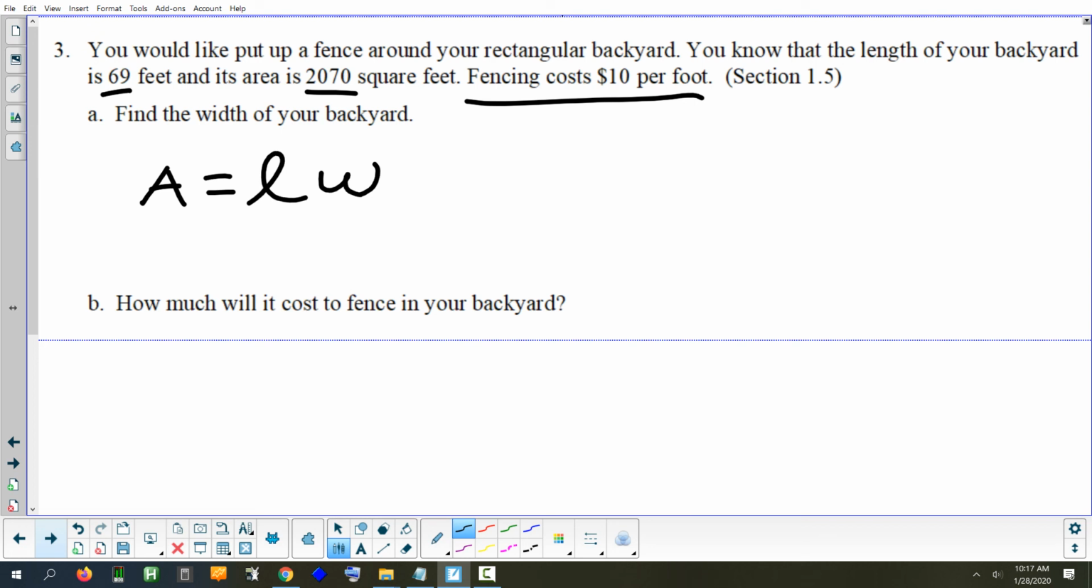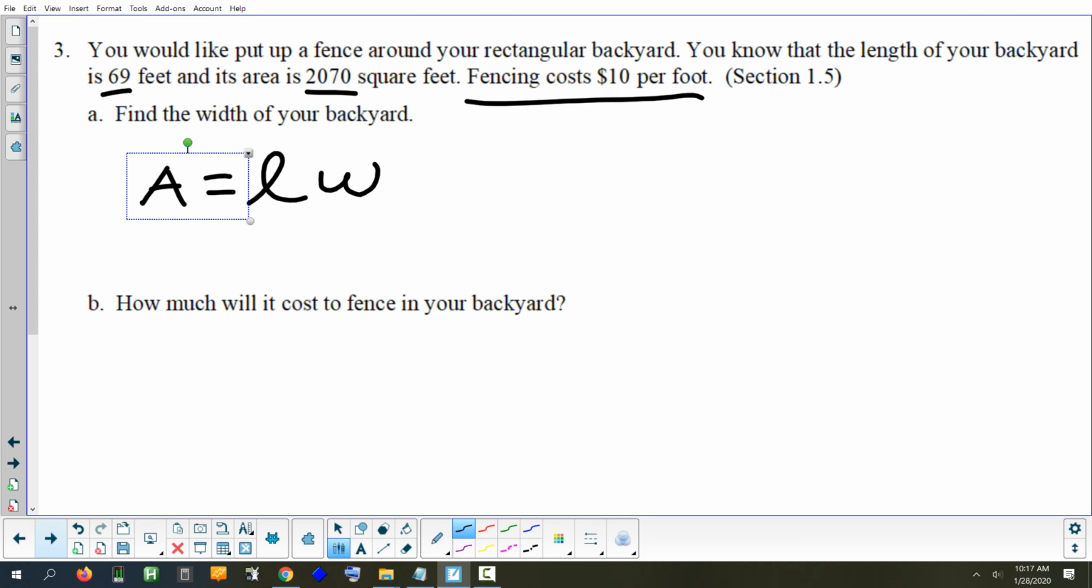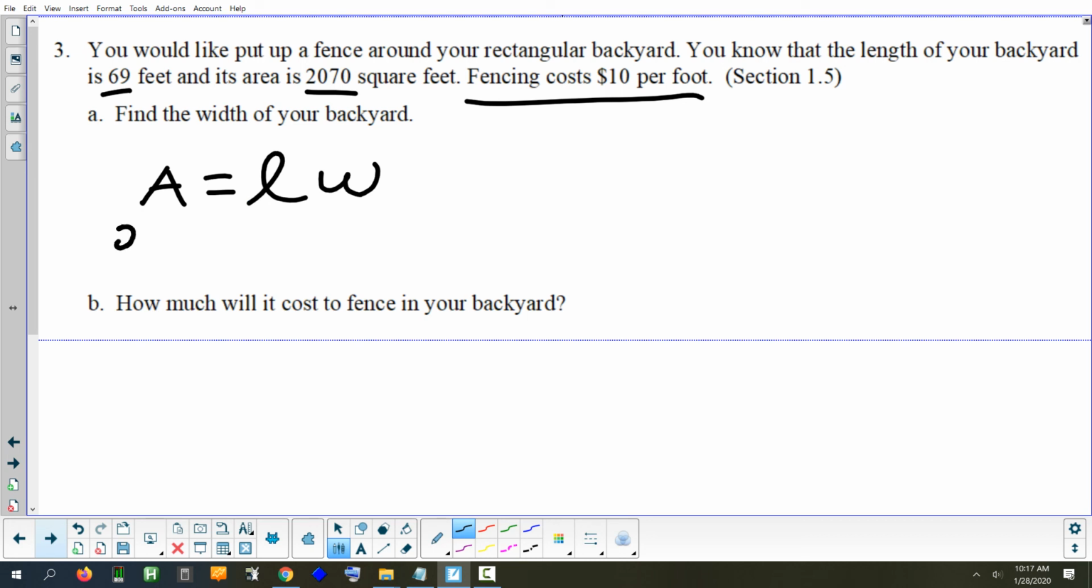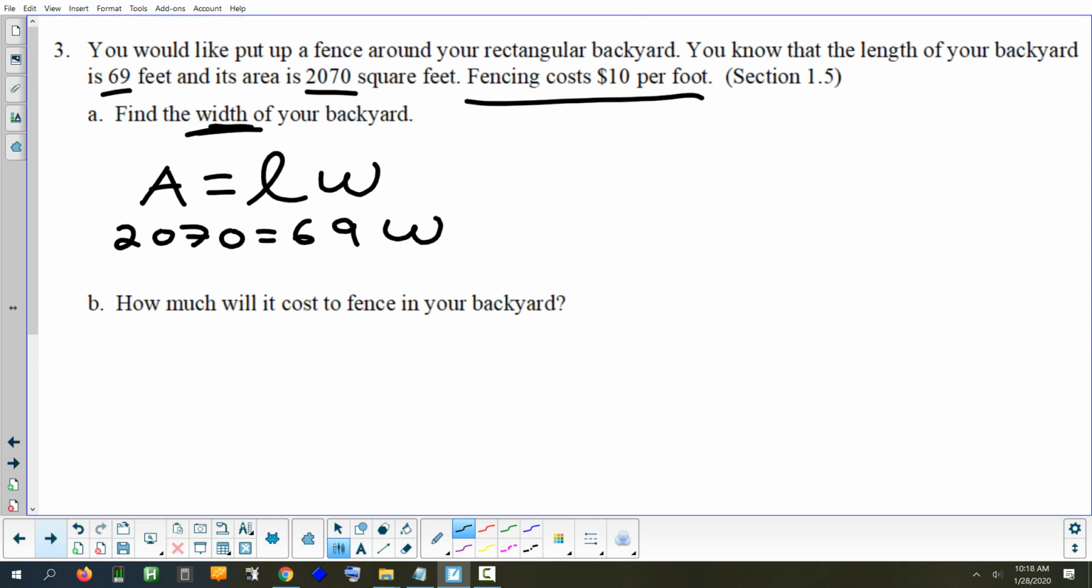Now, fill in the numbers that they gave us. What did they tell me the area was? 2070. So I got that. What did they tell me the length was? 69. What did they tell me the width was? We don't know that. That's the question. So we'll put a variable. You could call it W, or X, whatever you want to call it. So now we just have to get W by itself. So how do you get the W by itself? Yep. You're going to divide each side by the number in front of the W.